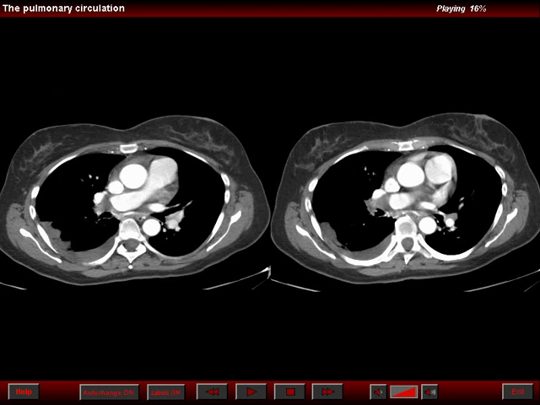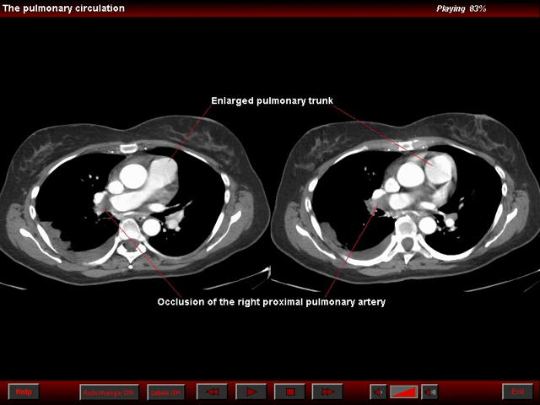CT pulmonary angiography revealed a large filling defect obstructing the right pulmonary artery. Note enlargement of the pulmonary trunk. We also see the peripheral densities of the right lung and evidence of a right pleural effusion.